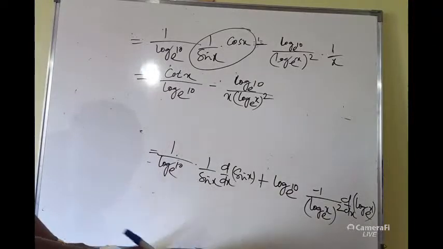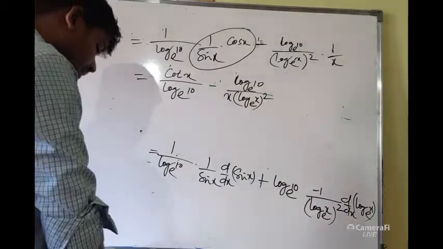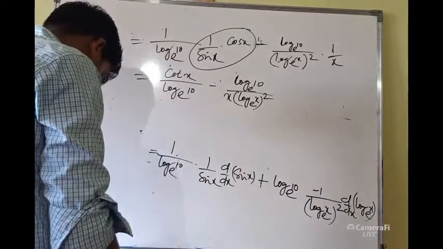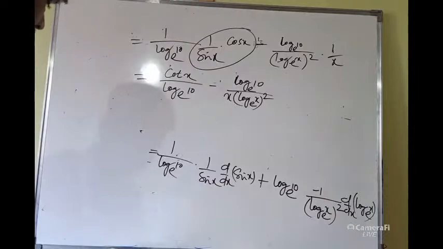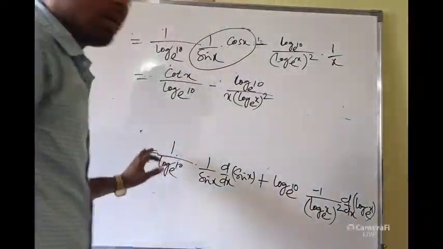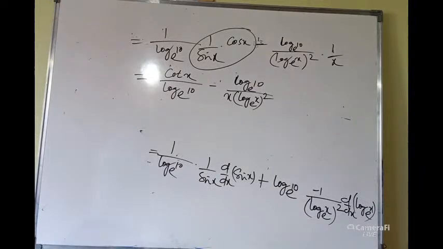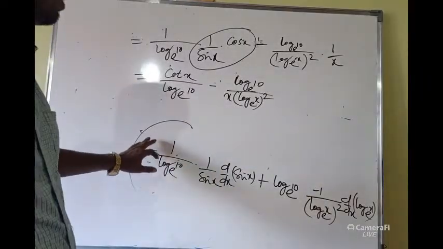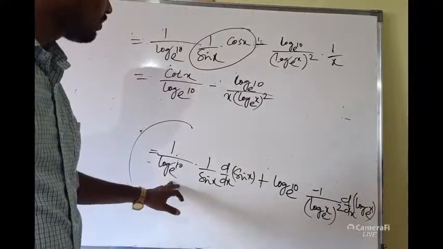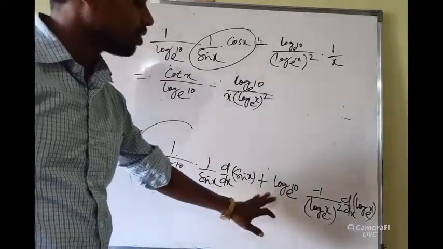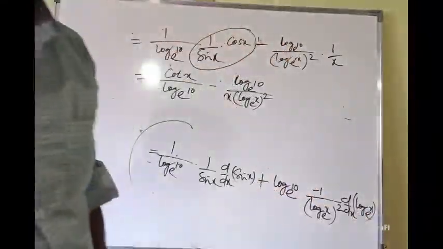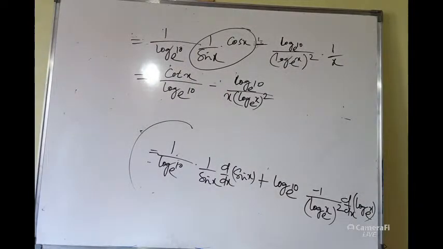Any doubt? Okay, Bimal, this line: 1 by log 10 base e and 1 by sin x and the derivative of sin x plus log 10 base e. This is minus 1 by log x base e to the power 2 and the derivative of log x base e. Okay.